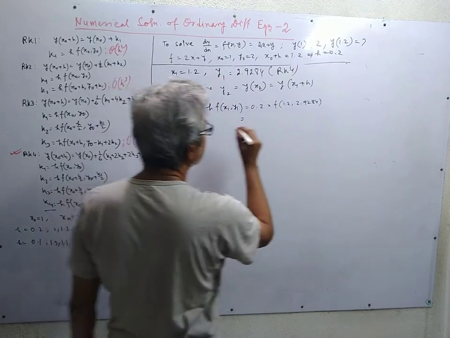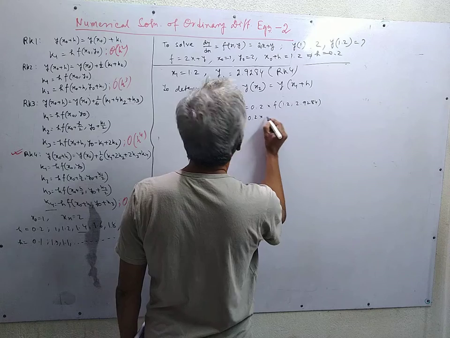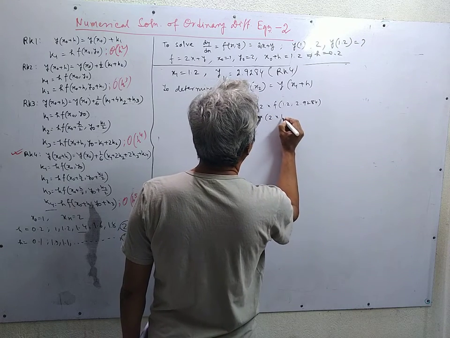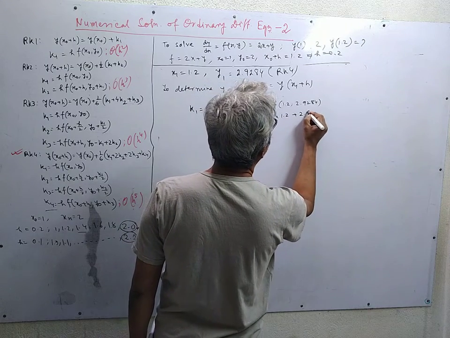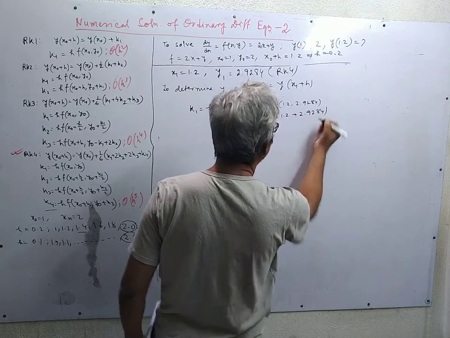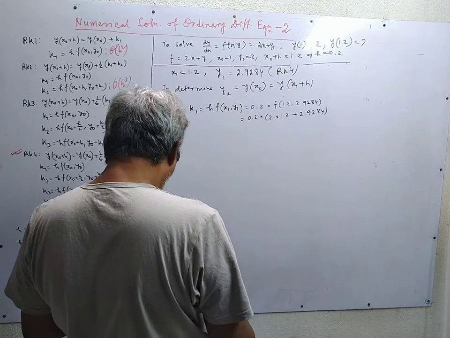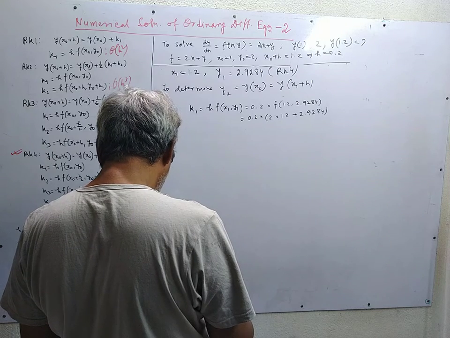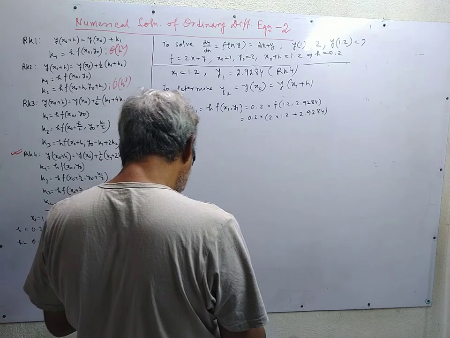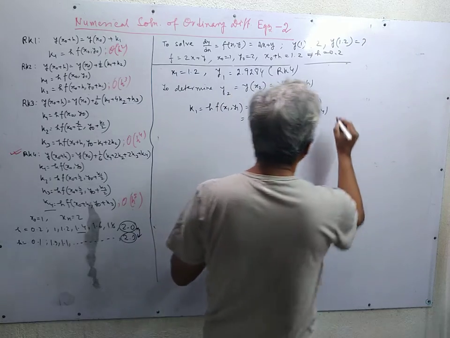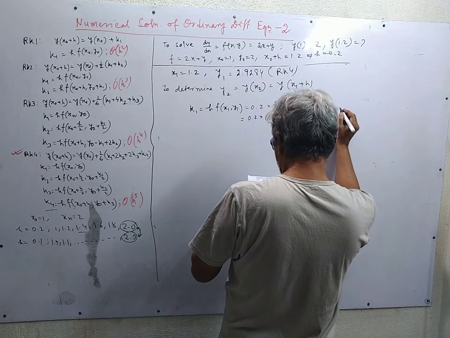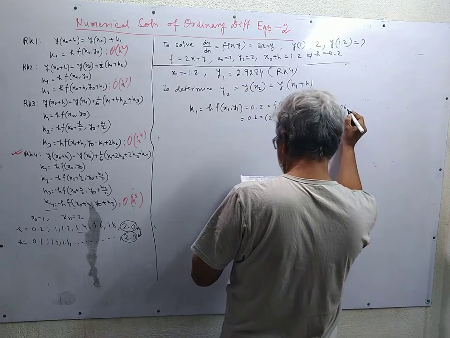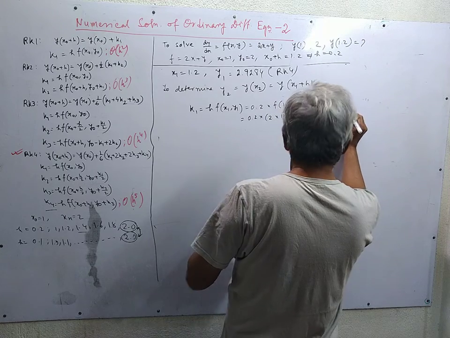Recall that the function is this: 0.2 times 2 times 1.2 plus 2.9284, and the result is 1.06568.